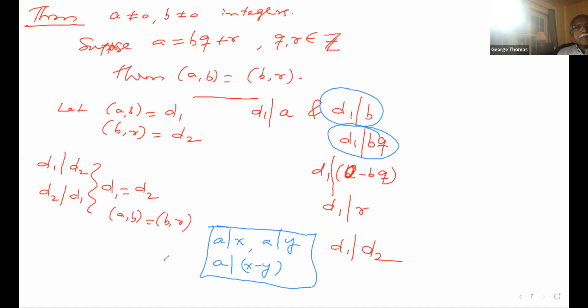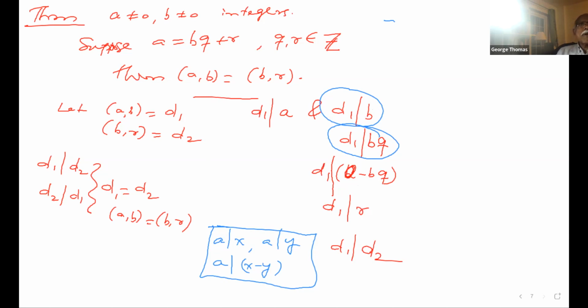Yes, Johan. We actually have done this. Why, when you subtract two numbers that are different, it divides? Therefore, D1 divides A minus BQ. But what is A minus BQ? R. So D1 divides R. But D2 is the gcd of B and R. So D1 divides R, D1 divides B.